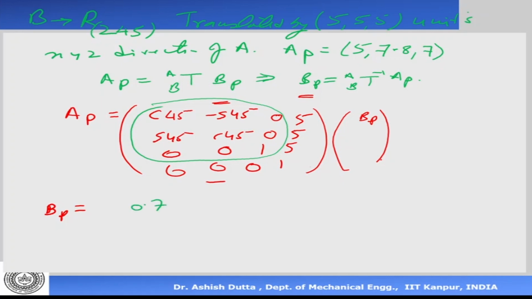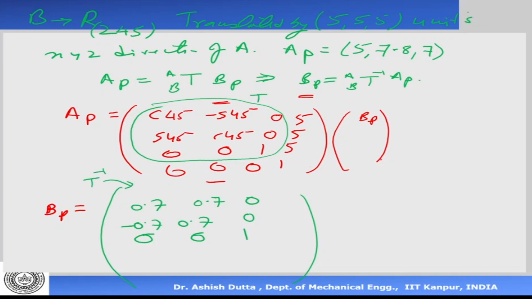0.7, 0.7, 0. This is the rotation part, minus 0.7, 0.7, 0, 0, 0, 1. So I have taken the inverse of this. This is my T matrix, this is T inverse. So I'm taking the transpose of this, so this will become R transpose, which is given here. This is 0, 0, 0. That's always 1. So that's one part.